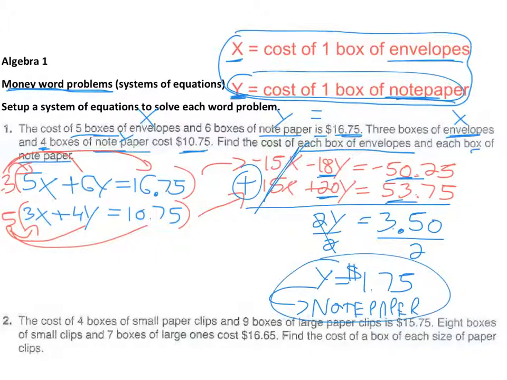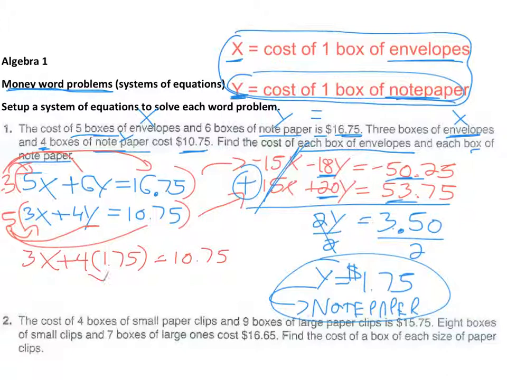All right, and then to finish it up, if I want to get x, I could take this 1.75, I could plug it into this y, this y, this y, or this y. It doesn't matter. I'm going to pick this equation just because these numbers are the smallest. I'm going to put this work right here. So I'm going to put 1.75, substitute into that y, and when I do that, I'm going to have 3x plus 4. This y, I replace it with 1.75. This equals 10.75.